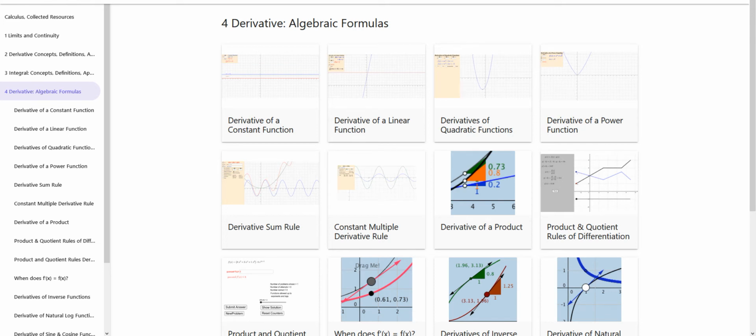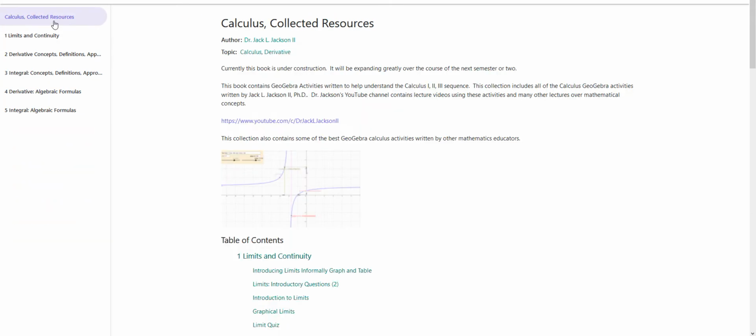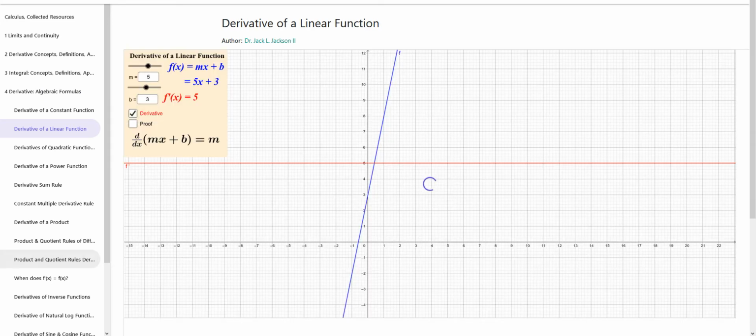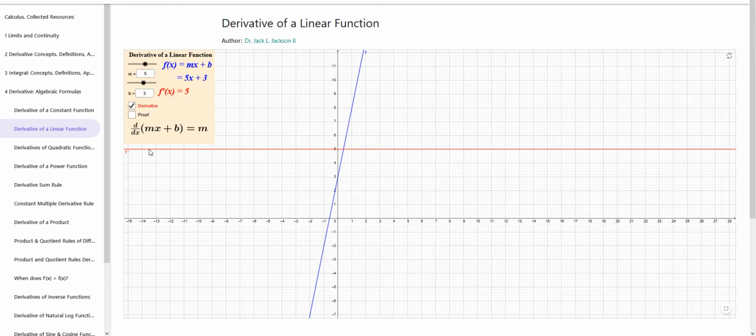This is Jack Jackson. In this video, we're going to be looking at the derivative rule for the derivative of a linear function. I'm using my Calculus Collected Resources GeoGebra book here, and I'm going to go to number 4, derivative formulas. Go to derivative of a linear function.